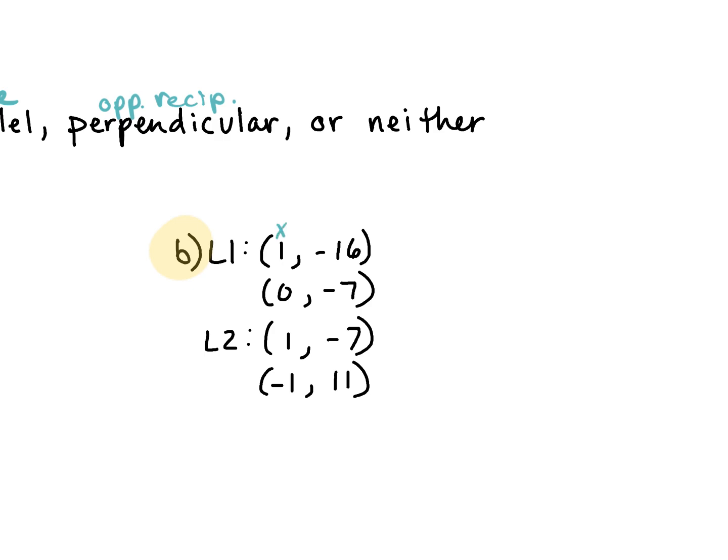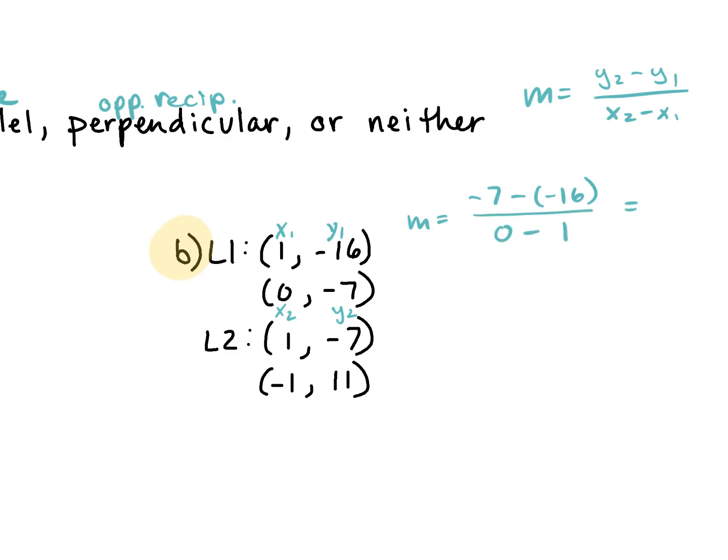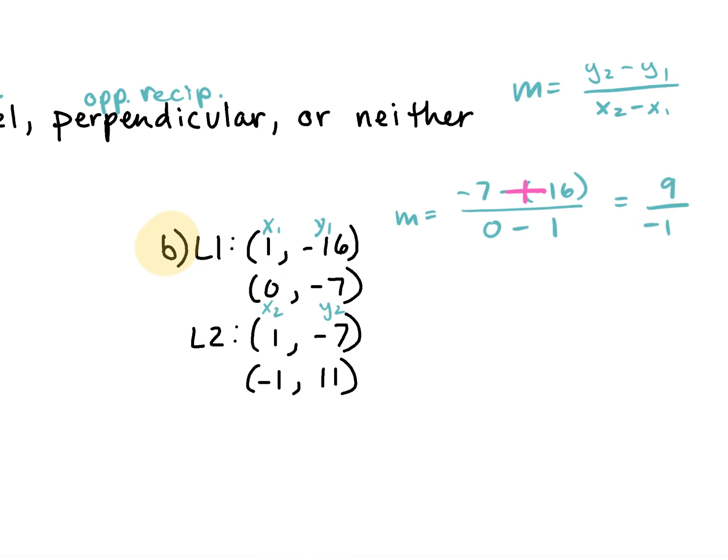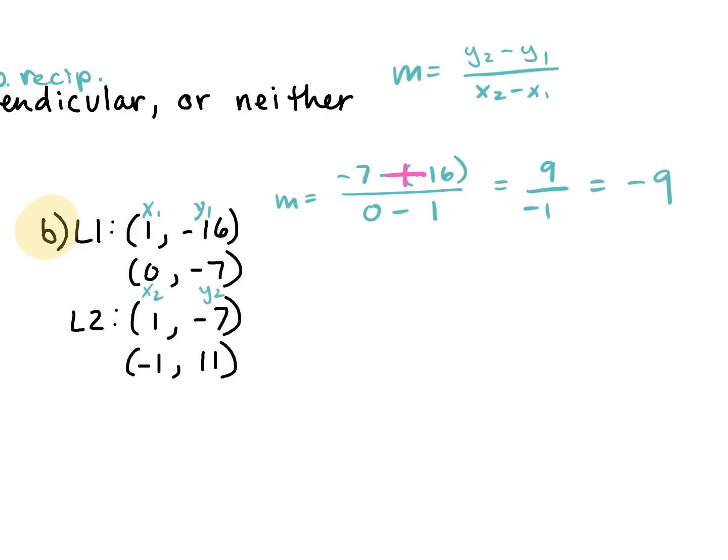So starting with line 1, we've got x1, y1, x2, y2. So our slope formula, y2 minus y1 over x2 minus x1. So this would be -7 minus -16 over 0 minus 1. Minus a -16 turns into plus. So what's -7 plus 16? So 9 over -1, which would simplify to -9.